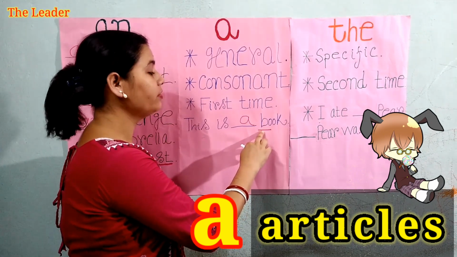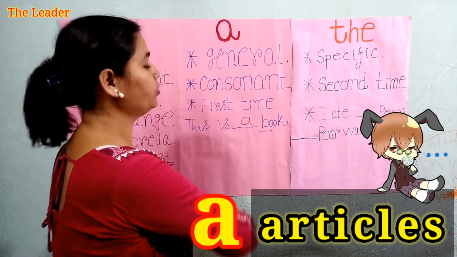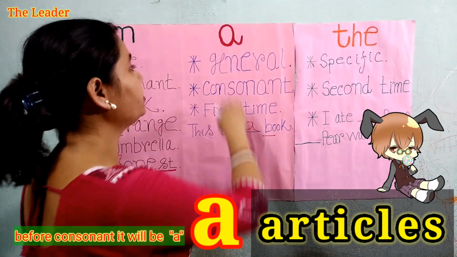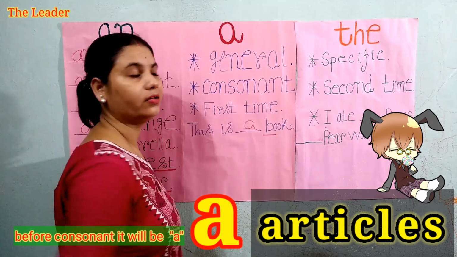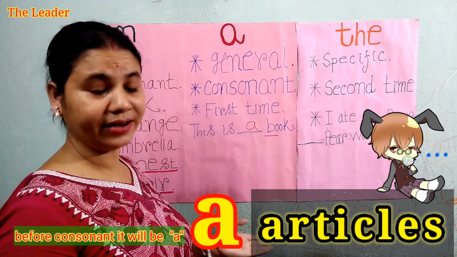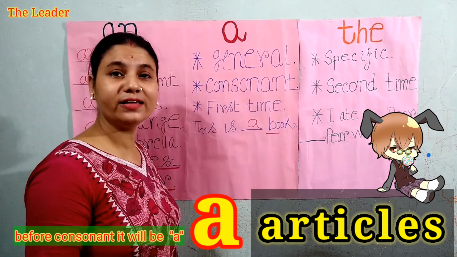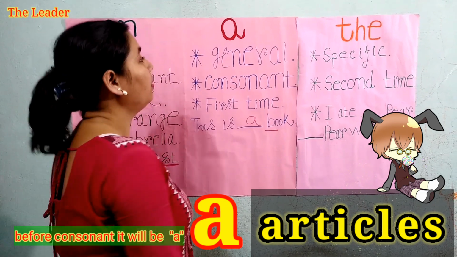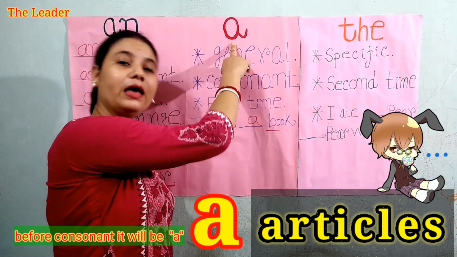Let's say an example. This is a book. Here B is a consonant. Before a consonant, I use the article a. Like a cat. Also C is a consonant, and before a consonant I use the article a.